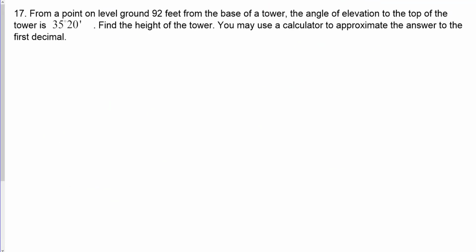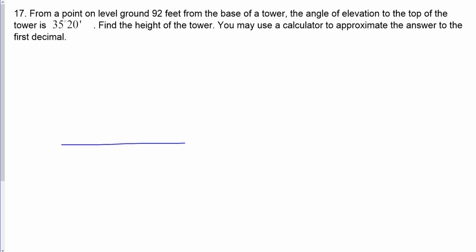All right, now the remaining problems you'll be able to use a calculator. This will be on the calculator portion of the test, and you're kind of expected to use one so you can approximate your answers in the end. But let's get started with some examples. So from a point on level ground, 92 feet from the base of a tower, the angle of elevation to the top of the tower is 35 degrees, 20 minutes. Find the height of the tower. You may use a calculator to approximate the answer to the first decimal.